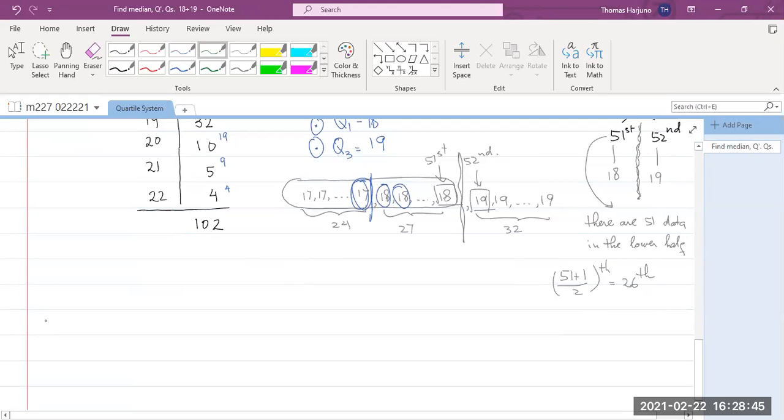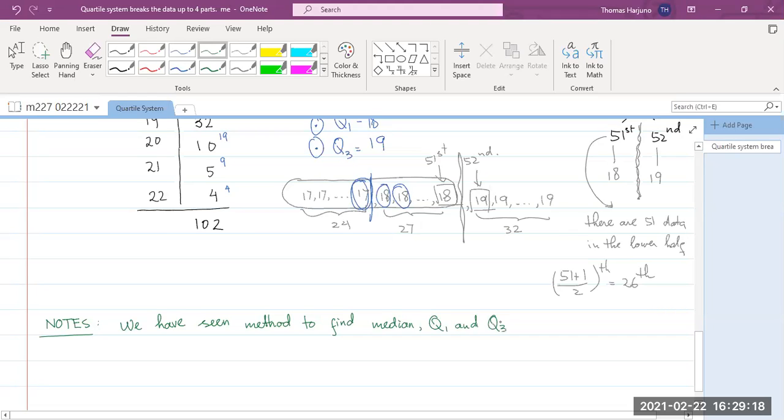Now some notes. We have seen methods to find the median, which we learned last time, the first quartile and the third quartile, given raw data and group data single point.